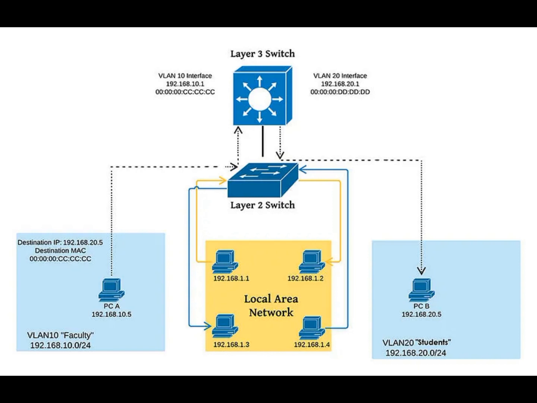By combining layer 2 switching with layer 3 routing capabilities, layer 3 switches are able to perform inter-VLAN routing efficiently within the switch hardware, offering high-speed routing between VLANs without the need for external routers. This improves network performance and scalability in environments with multiple VLANs.